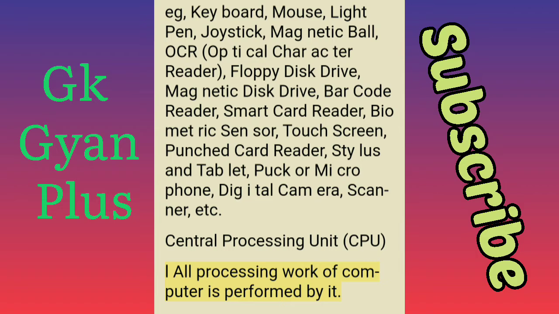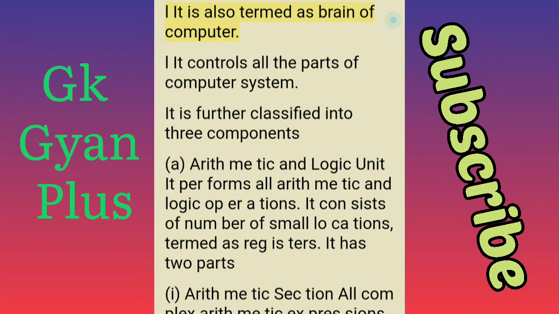Central Processing Unit, CPU. All processing work of the computer is performed by it. It is also termed the brain of the computer. It controls all the parts of the computer system. It is further classified into three components. A. Arithmetic and logic unit. It performs all arithmetic and logic operations. It consists of a number of small locations, termed registers.